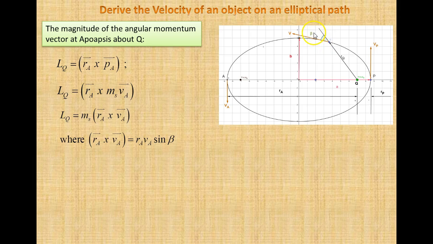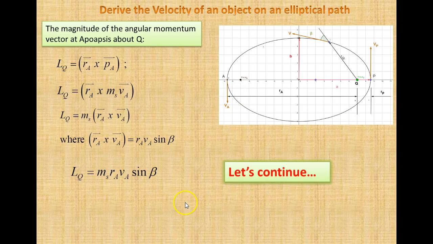And I said sine beta is here, but as you saw in the previous video, when this velocity gets to A, it becomes velocity VA, and sine beta turns into 90 degrees because the velocity A is perpendicular to the vector RA. So that's 90 degrees. Therefore, our angular momentum is equal to the mass of satellite times the magnitude of RA times the magnitude of velocity A times the sine of beta. And we know the sine of beta is 90 degrees. Let's continue.